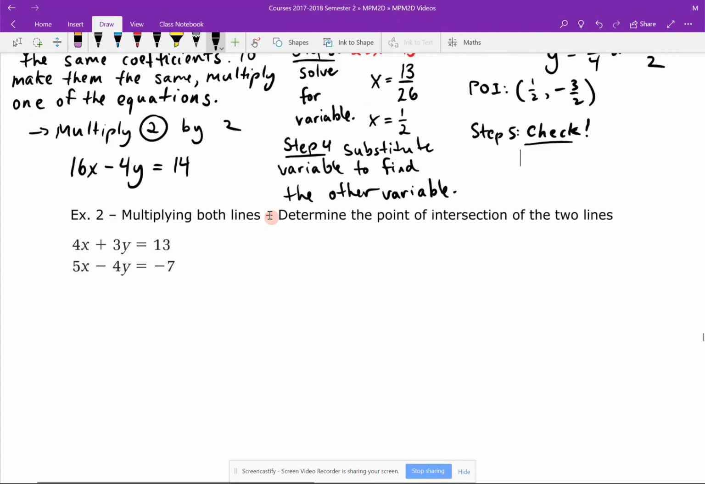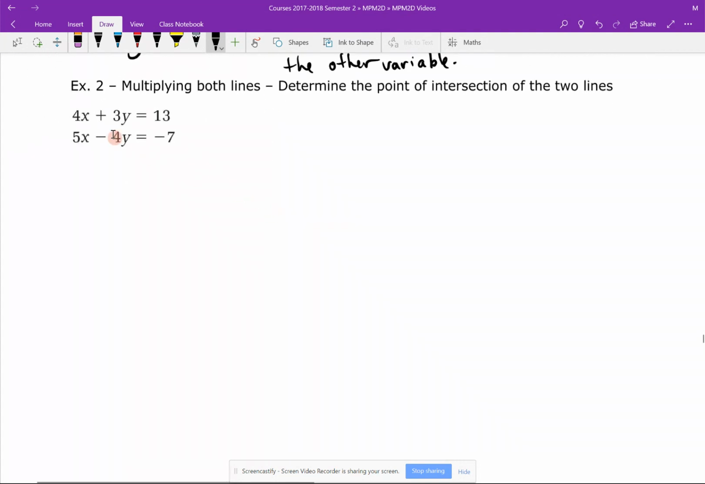Okay, so let's try another one. So what happens if I look at these? So here's my new system. So 4x plus 3y equals 13. 5x minus 4y equals negative 7. If I look at the variables, these are not multiples of each other. 5 is not a multiple of 4, and 4 is not a multiple of 3 for the y variables. So what happens? In this case, you're going to need to multiply both lines.